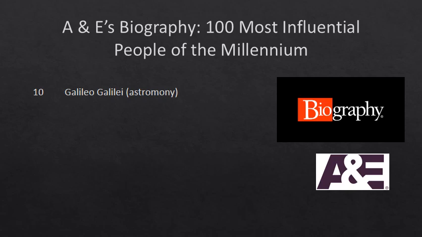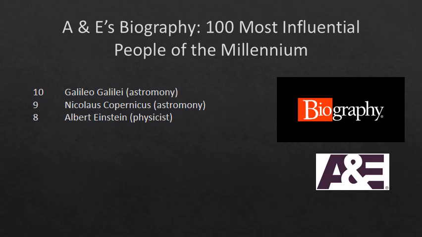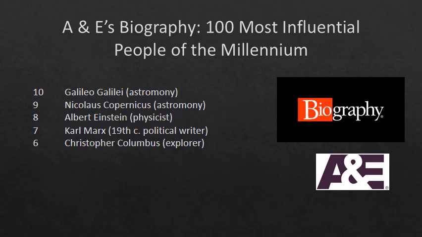Galileo changed the way we see the universe, as did Copernicus. Einstein changed the way we see matter and time and space. Karl Marx invented a completely different form of government, which the 20th century experimented with and went very badly, although his ideas in themselves are rather idealistic and sometimes quite beautiful. Christopher Columbus, through whom Europe discovered the New World.